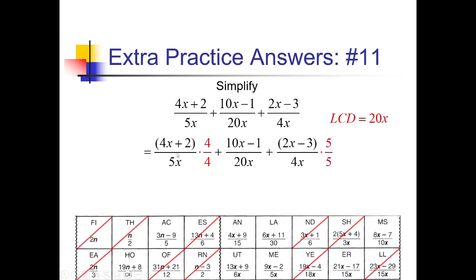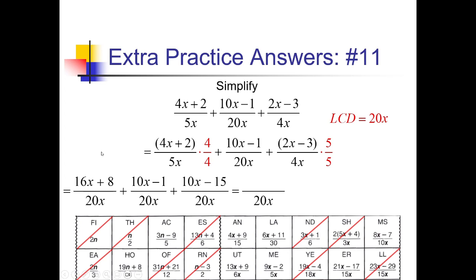Going back through, first fraction, 4 distributed gives us 16x plus 8. 5x times 4 is 20x. Next fraction didn't change. Last fraction, we have 5 distributed to get 10x minus 15 all over 20x. This gives us a common denominator of 20x. Adding my x's in the numerator up, we have 16 plus 10 plus another 10. That's a grand total of 36x. And then 8 plus negative 1 plus negative 15, I believe that's negative 8.